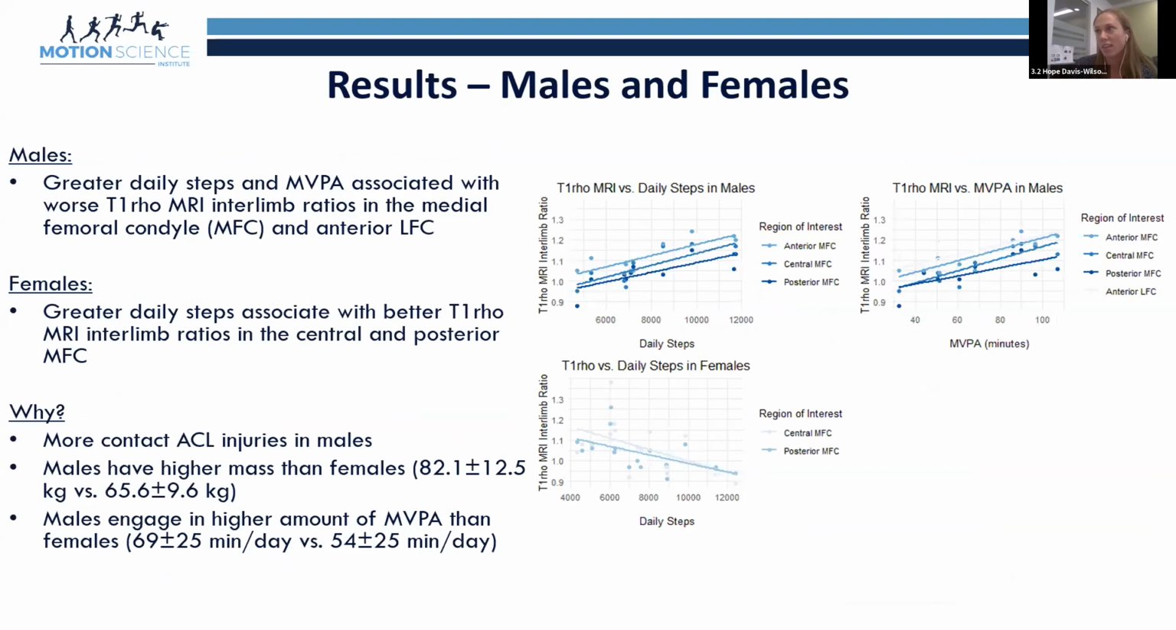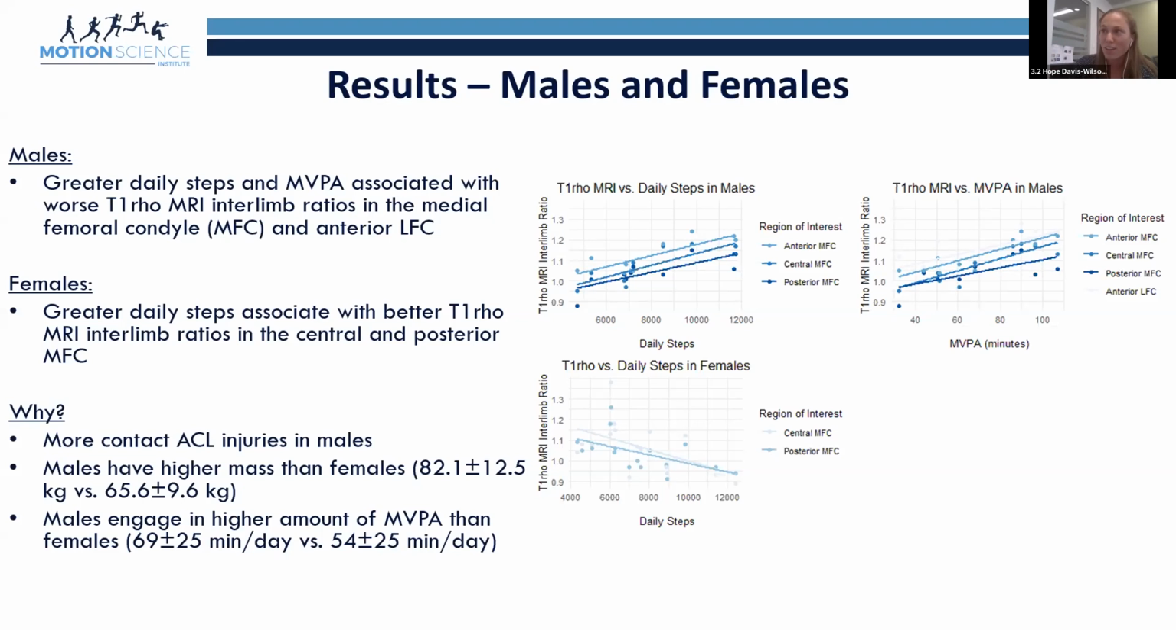As a post hoc analysis, I stratified the cohort into males and females and conducted similar analyses. And we found that males who engaged in greater daily steps and time in moderate to vigorous physical activity demonstrated worse T1ρ interlimb ratios, specifically in the medial femoral condyle and the anterior lateral femoral condyle.